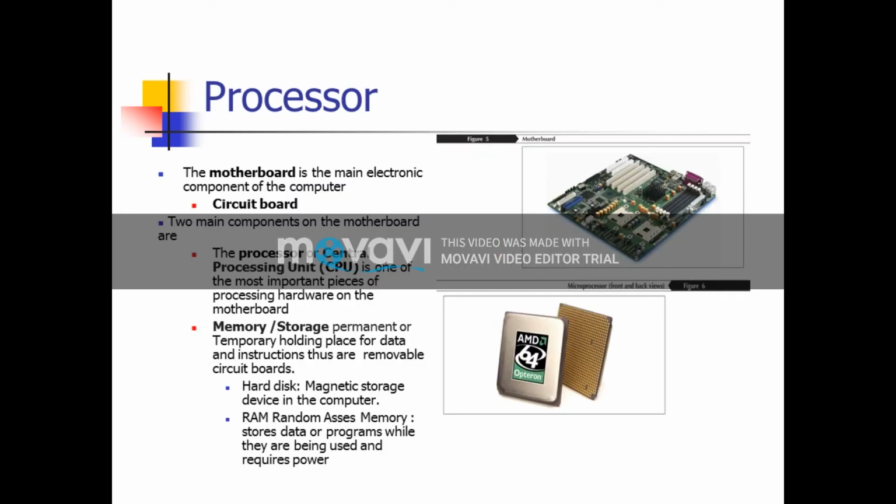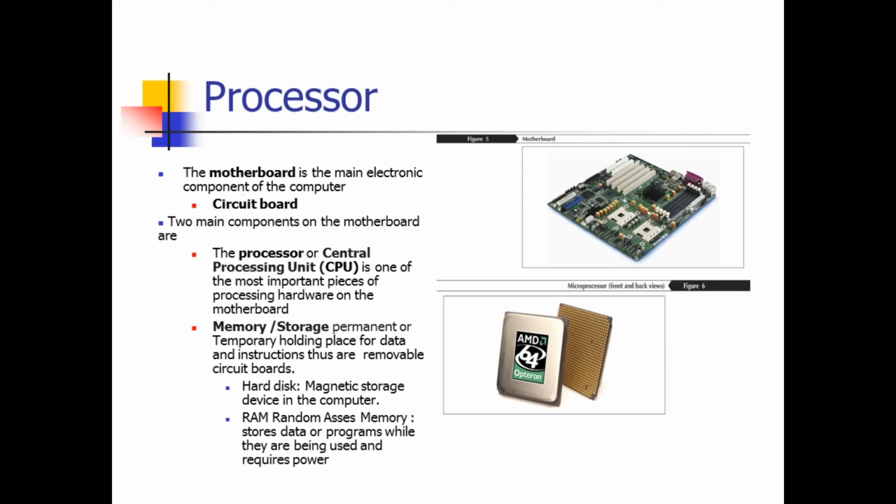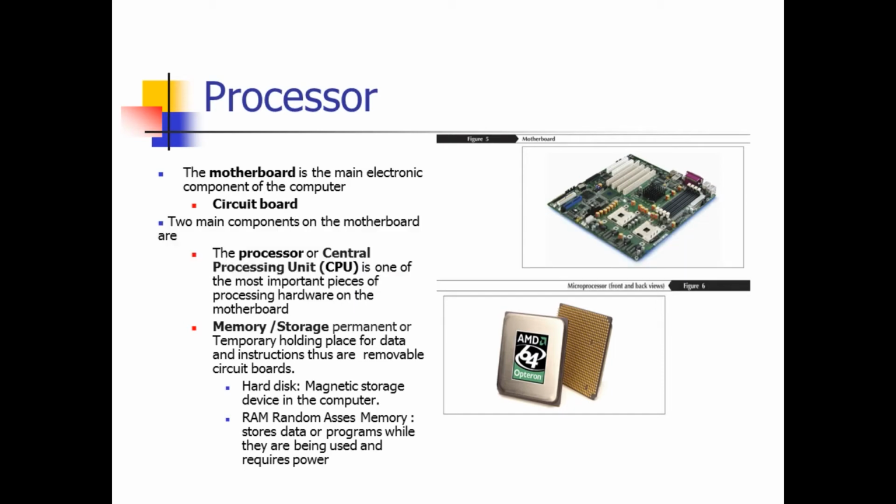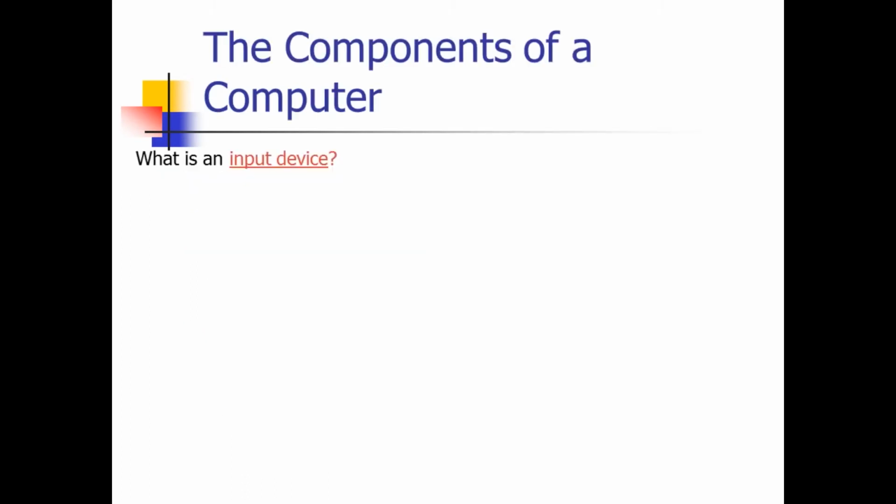The main unit of the computer is this processor or the motherboard, the main electronic component of a computer, also called its circuit board. The processor or central processing unit is one of the most important pieces of processing hardware on the motherboard. Memory and storage may be permanent or temporary holding places for data and instructions, and are removable circuit boards. The hard disk is a magnetic storage device in the computer. RAM is the random access memory, which stores data or processes while they are being used.